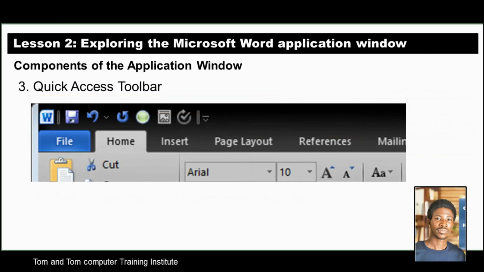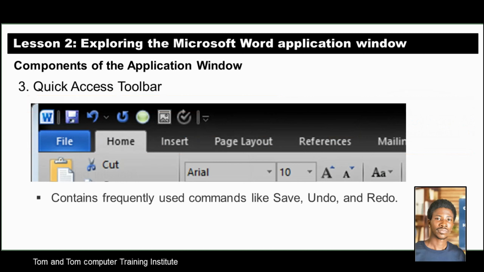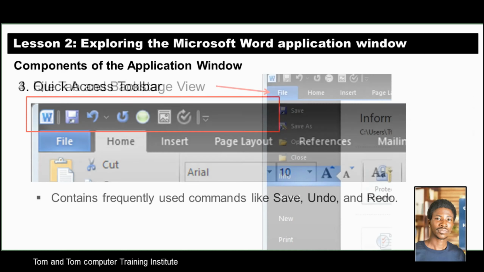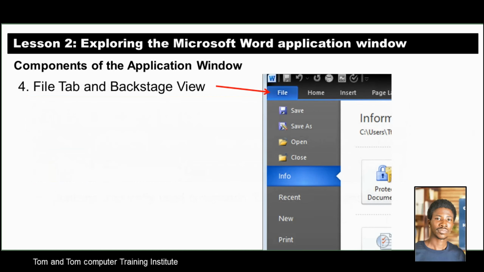The quick access toolbar is a customizable bar that can be moved either to the top of the ribbon or below the ribbon. The file tab and backstage view is located in the top left corner. It displays the backstage view, which comprises options such as saving, printing, sharing, open, save as, and lots more.